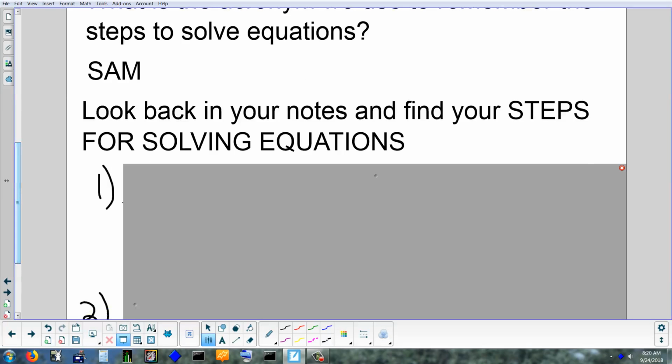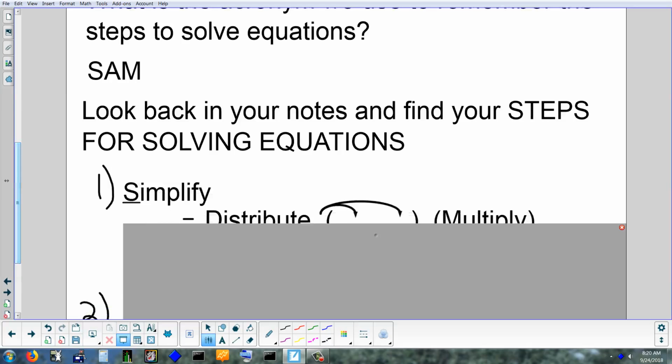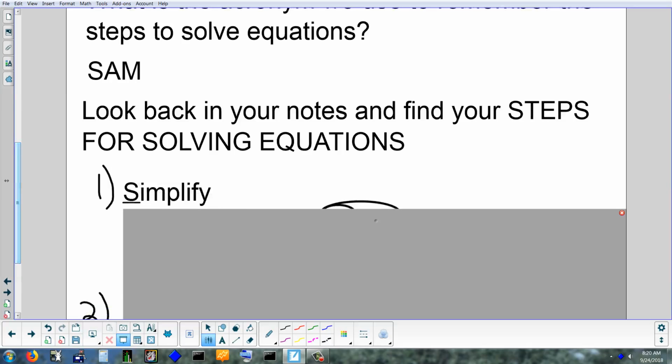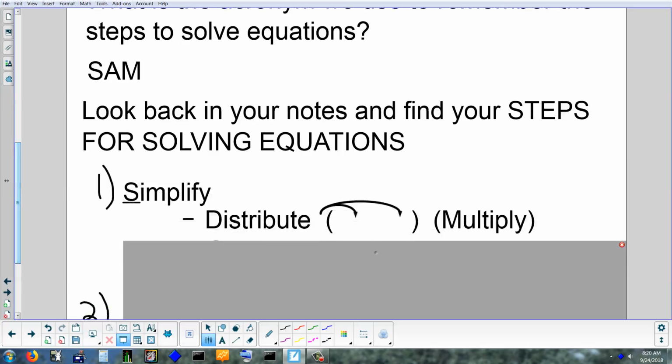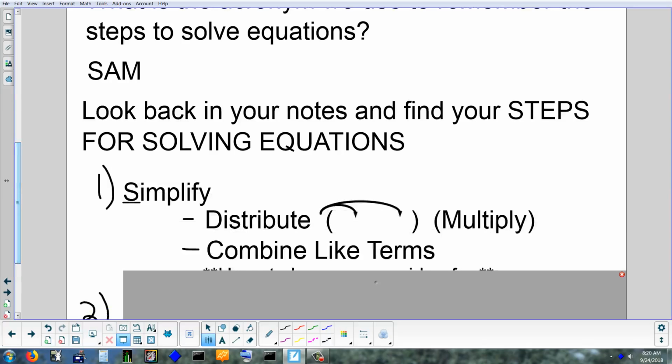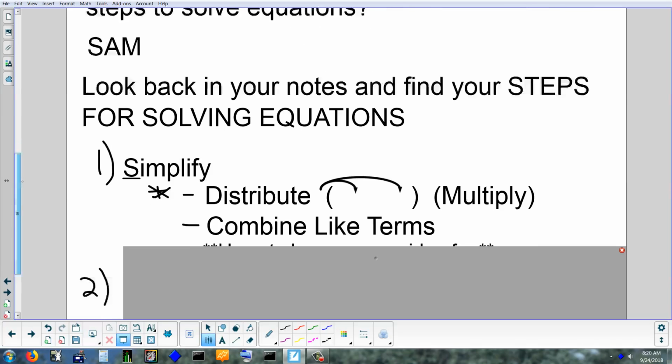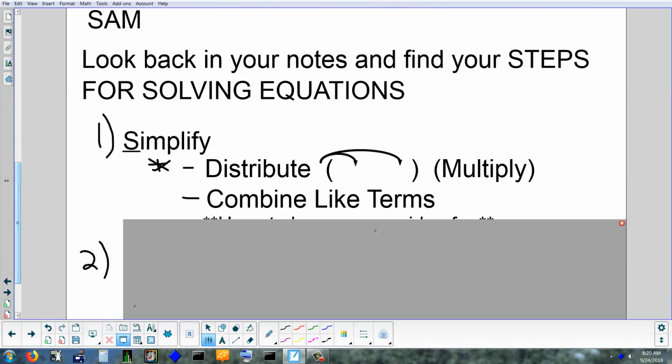But we'll start with the S. What does that S stand for? Simplify. So under simplify, there's 2 things you have to do, and you have to do them in a certain order. Distribute first, and then combine like terms. This is the new one. We did not have any distributive last week. We did have combine like terms, but distributive property is new.